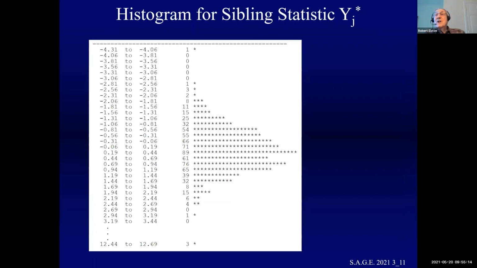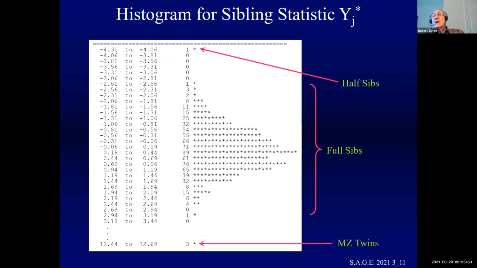And what this program does, it draws this little histogram. And you can see in this histogram the full SIBs, that's the major distribution. And rather cleverly, as we'll talk about tomorrow, you can see one outlier way at the top, and that is unrelated or half SIBs. Those are half SIBs. And if you look down at the bottom, you'll see one way down there, and they are monozygotic twins.